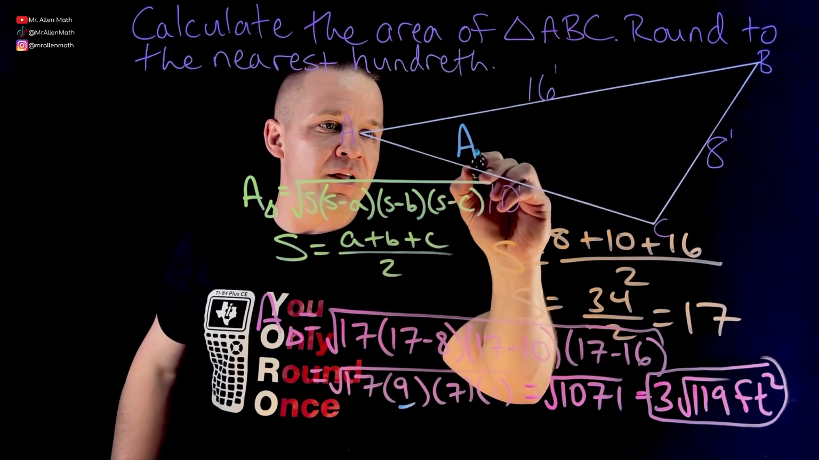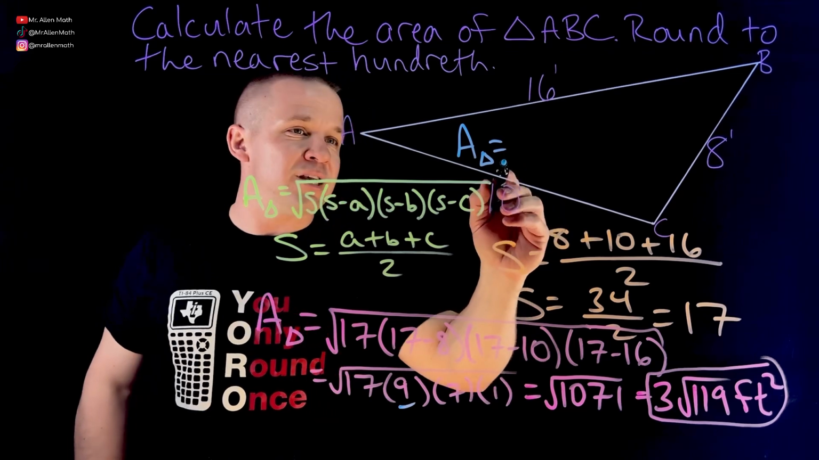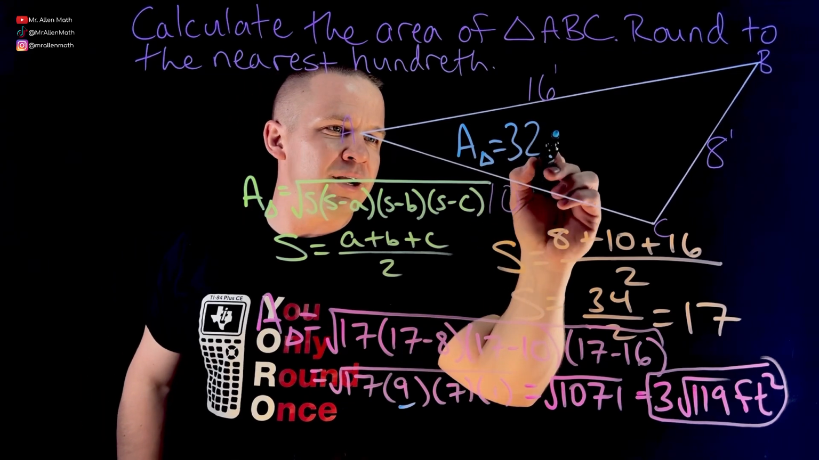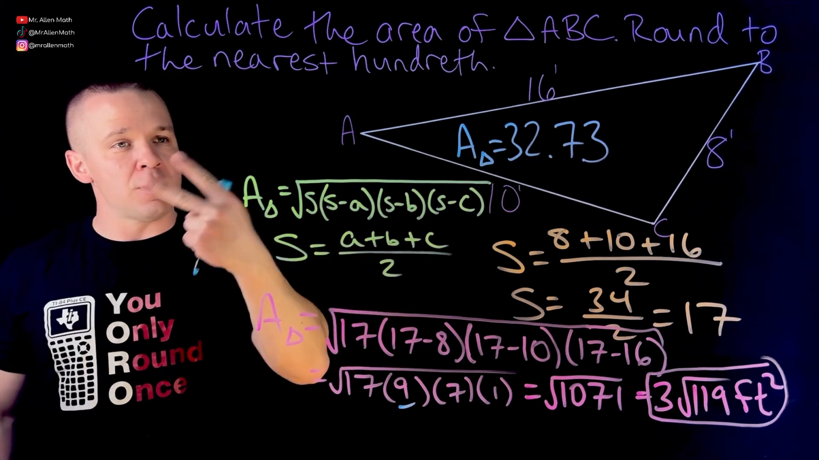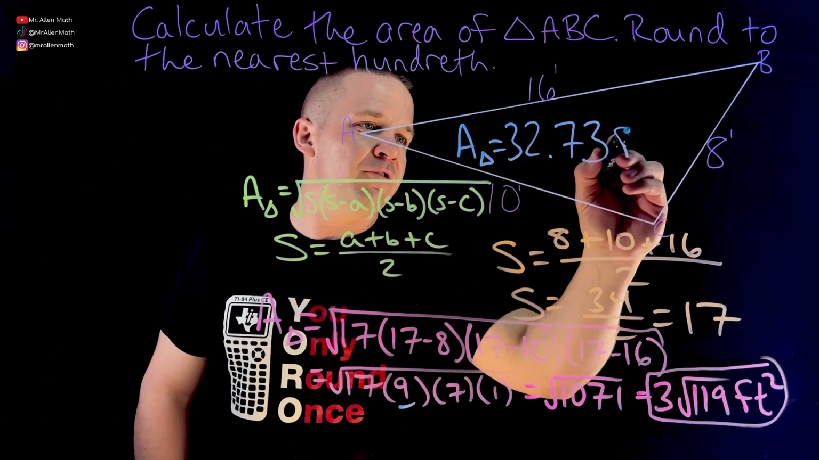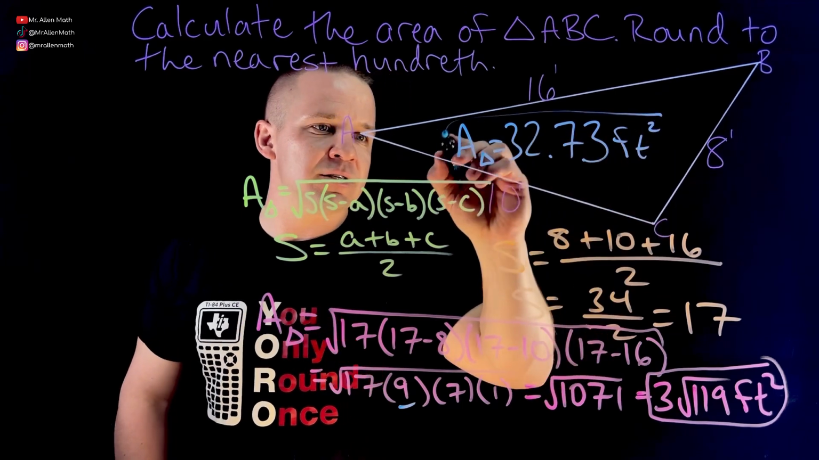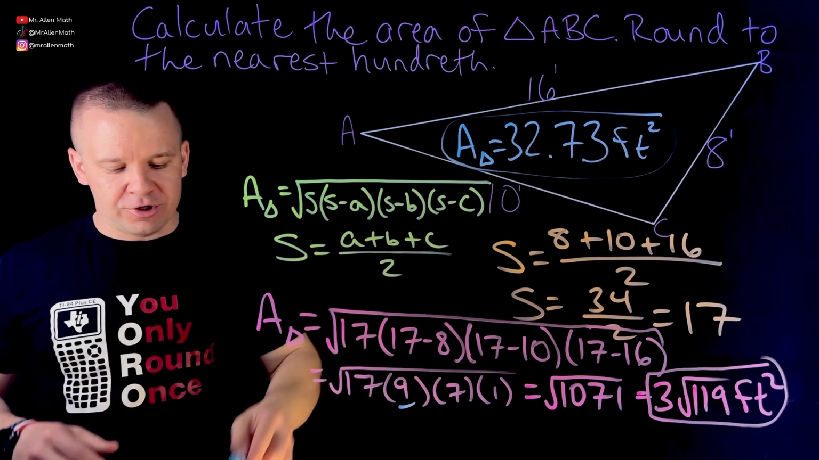So, final answer: the area of this triangle is 32.726, so 32.73. Nearest hundredth is two decimal places. The 2 gets rounded up by that 6, and we have feet squared. This is the final answer per the directions of this problem.